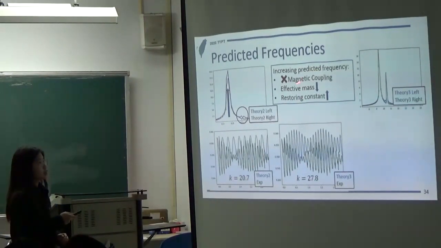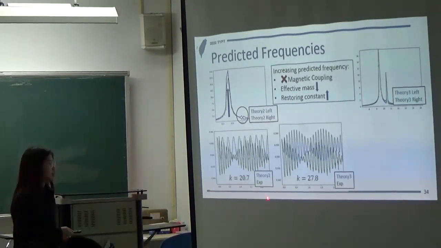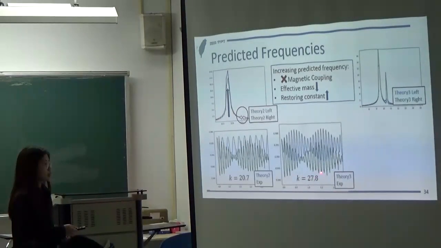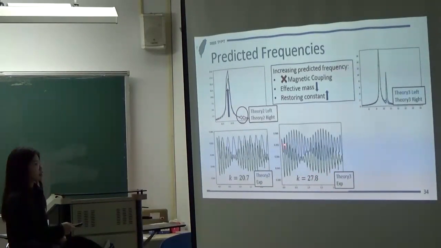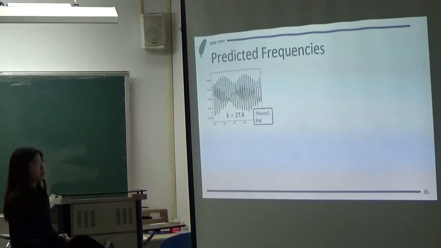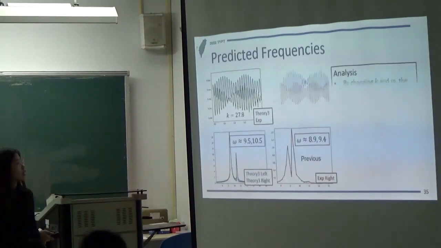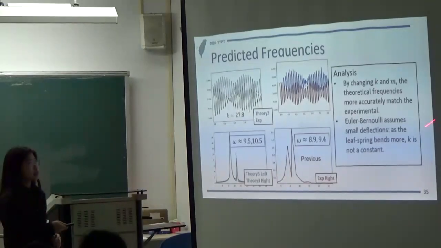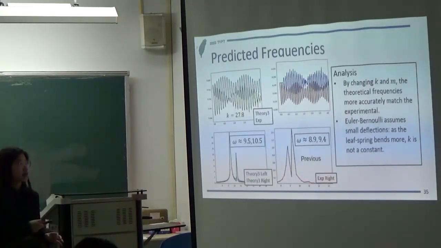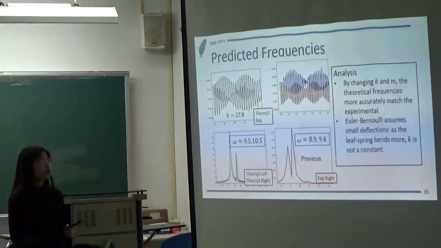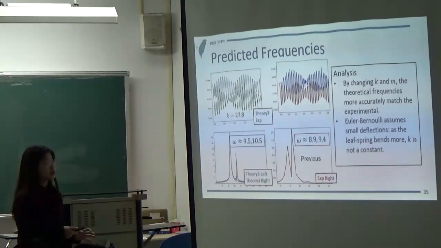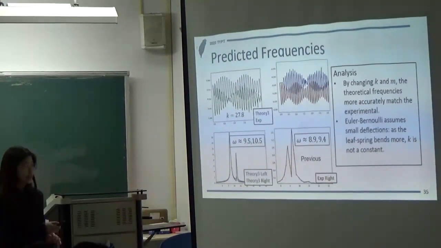So we adjusted the effective mass or restoring constant. So what we did was we increased the restoring constant in our fit, and we got the reemergence of beats and the frequencies match well. And so therefore, by changing k and n, the theoretical frequencies more accurately match the experimental. This is because Euler-Bernoulli assumes small deflections, and as the leaf string bends more, k is not a constant.